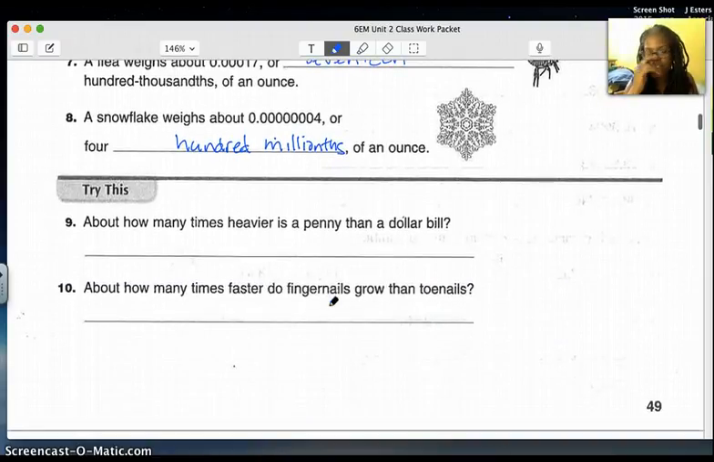Now let's look at these try this problems. They seem really hard, right? About how many times heavier is a penny than a dollar bill? So let's go back to our information to answer this. A penny is a certain weight and a dollar bill is a certain weight.